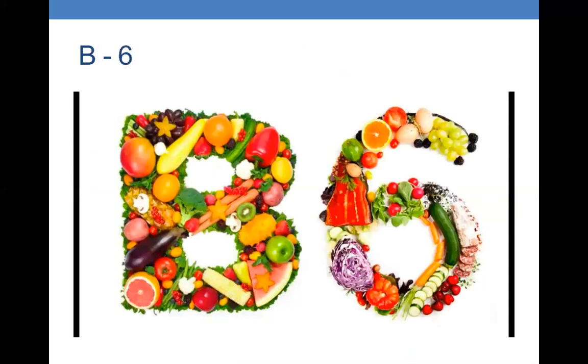B6. So B6 is a vitamin that is known by its number versus its name. However, its name is pyridoxine, and it's actually a family of 3 compounds that, of course, function as coenzymes in over 100 metabolic reactions.